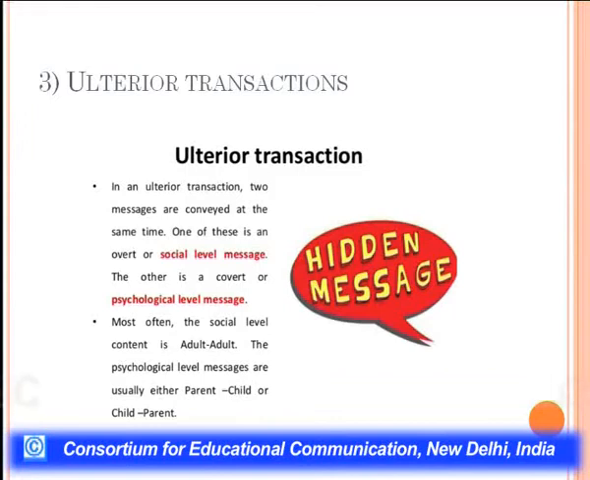Then we did the ulterior transactions. Ulterior transactions have two messages conveyed at the same time, one from the social level and the other from the psychological level. Ulterior transactions are the most complex transactions to analyze. Like when you say, let us do this work together, we can make a lot from this situation, as we did in the example, and the other person winks and says, of course. So this is a dubious intention, and the psychological aspects are also part and parcel of this. So this is not good.